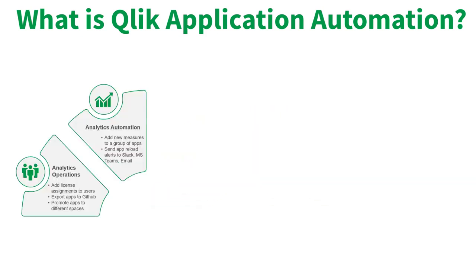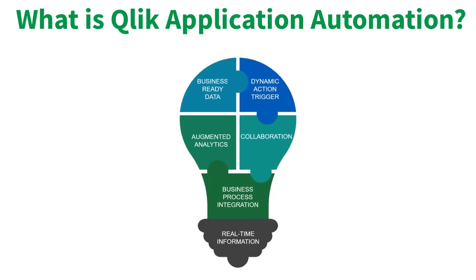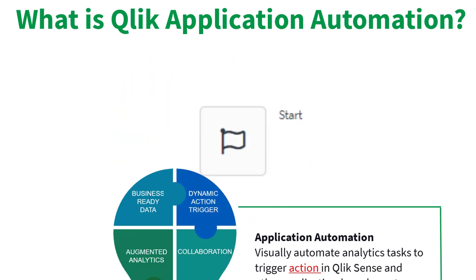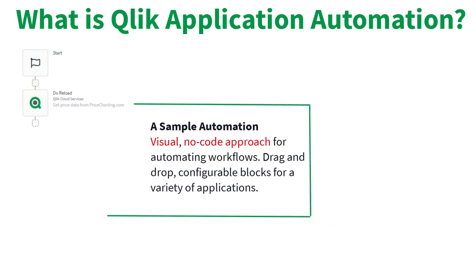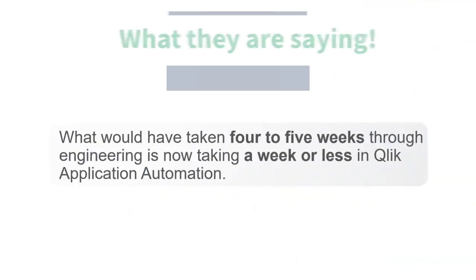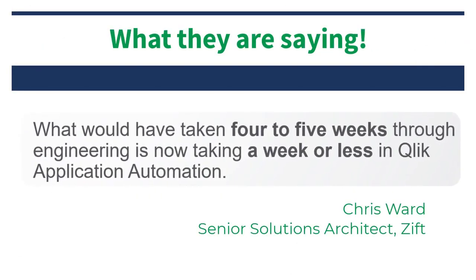Qlik Application Automation is part of our Active Intelligence vision, which delivers in-the-moment awareness about every aspect of your business and helps you drive immediate actions. To that point, Qlik Application Automation lets you visually assemble flows that work with market-leading SaaS applications to invoke downstream processes that react to changes in your business. Consequently, you spend less time programming back-office workflows and more time driving insights.